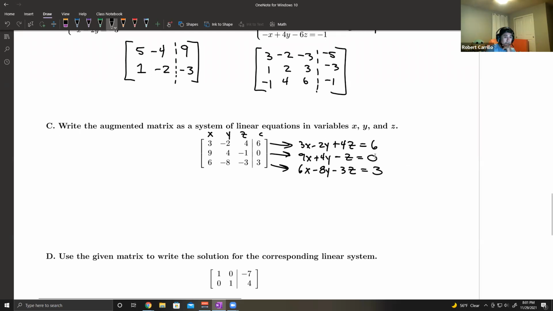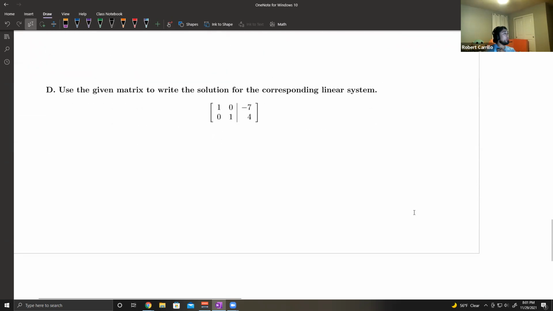Okay. And now, oh my goodness, guys, last one for the semester. Whew. Use the given matrix to write the solution for the corresponding linear system. Okay. So we want to, of course, go back from matrix to system. So if we're going to convert this, remember that this column's X, that column's Y. And what would I write for the first row?